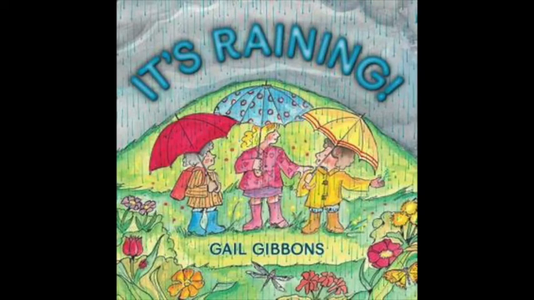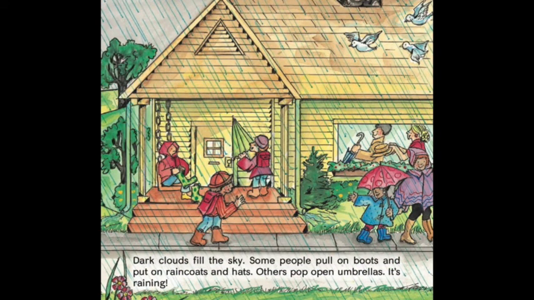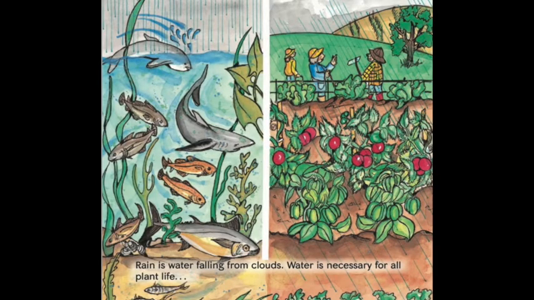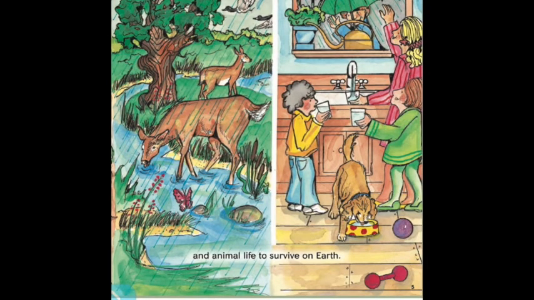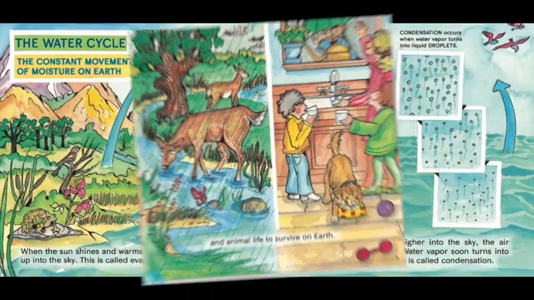It's Raining, written and illustrated by Gail Gibbons and published by Holiday House. Dark clouds fill the sky. Some people pull on boots and put on raincoats and hats. Others pop open umbrellas. It's raining. Rain is water falling from clouds. Water is necessary for all plant life and animal life to survive on Earth.